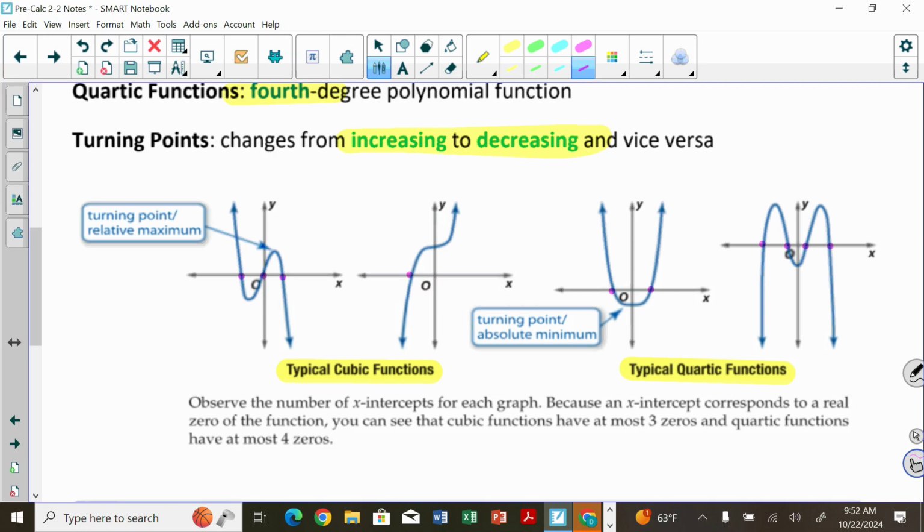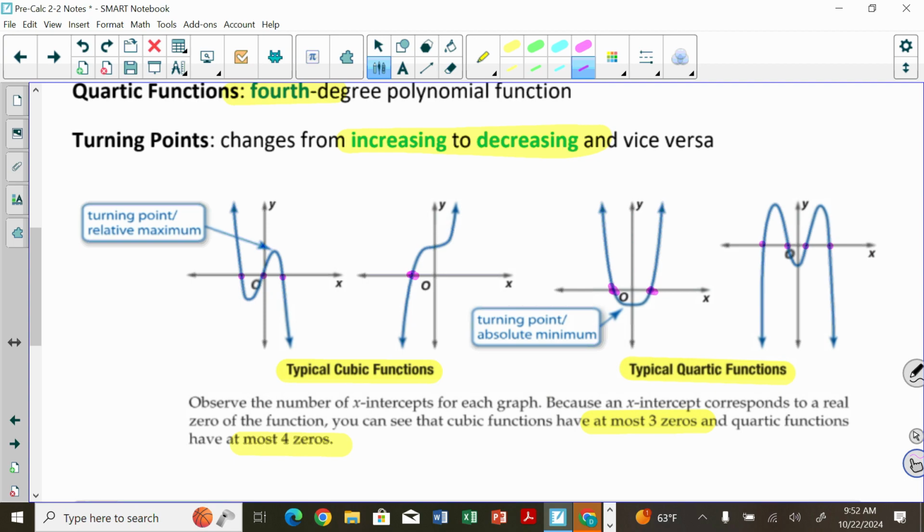But because the x-intercept corresponds to a real zero of the function, down below is what it says, you can have at most 3 zeros in a cubic function, and your quartic function can have at most 4 zeros. So they could at most, meaning they could have less, like we just pointed out, right? This has 2, and it's a quartic function, but only has 2 zeros, or 2 intercepts, and some of them have 4. And we also pointed out that this one has 1 here, but at most, it can't have more than 3 if it's cubic. It can't have more than 4 if it's quartic.